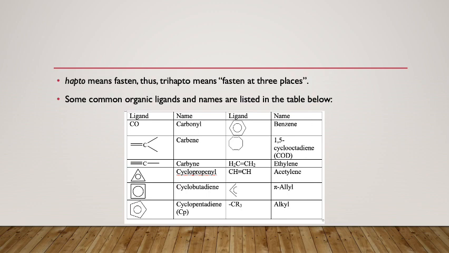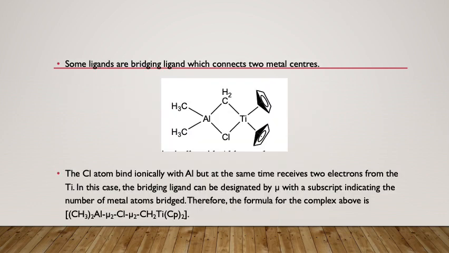Carbonyl, carbene, carbyne, cyclopropenyl, cyclobutadiene, cyclopentadienyl, alkyl, allyl, acetylene, ethylene, 1,5-cyclooctadiene, and benzene. Also, some ligands are bridging ligands, meaning that they bridge between two metal centers.